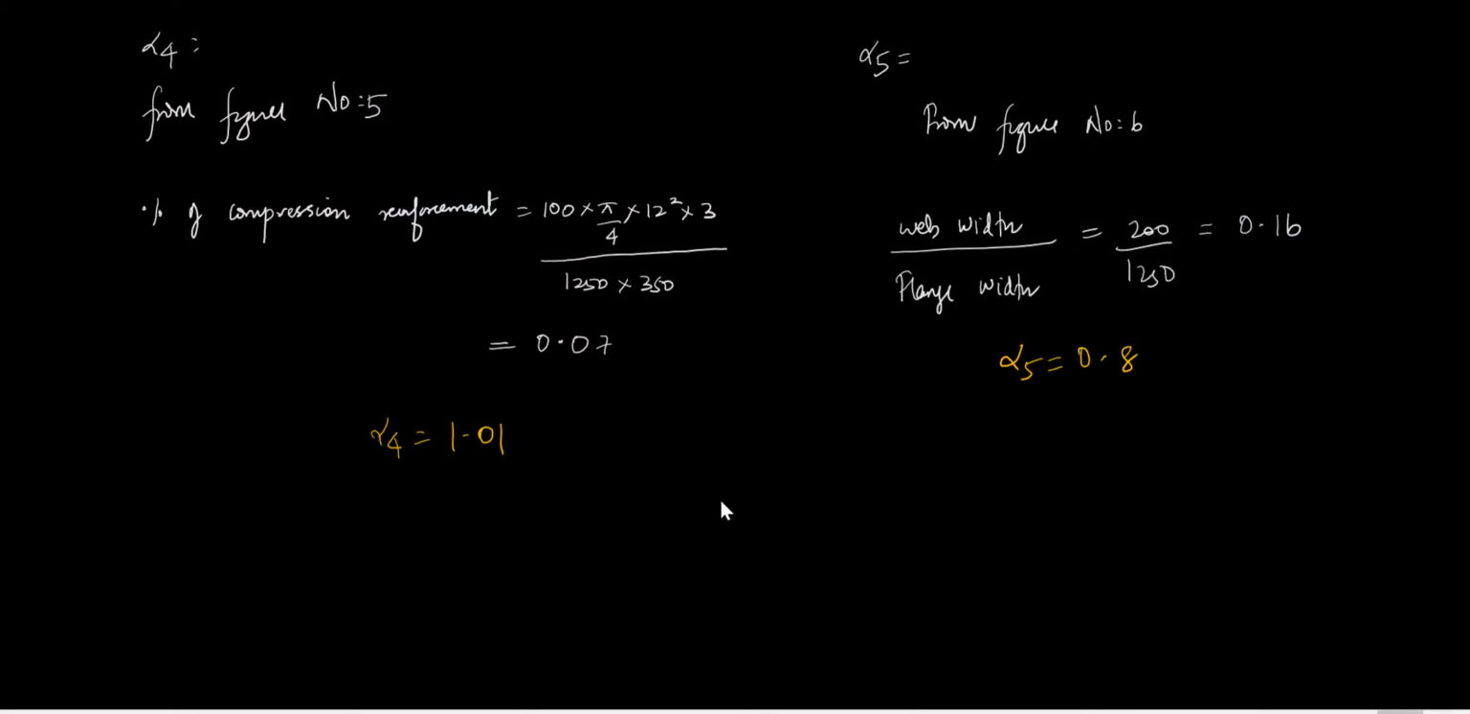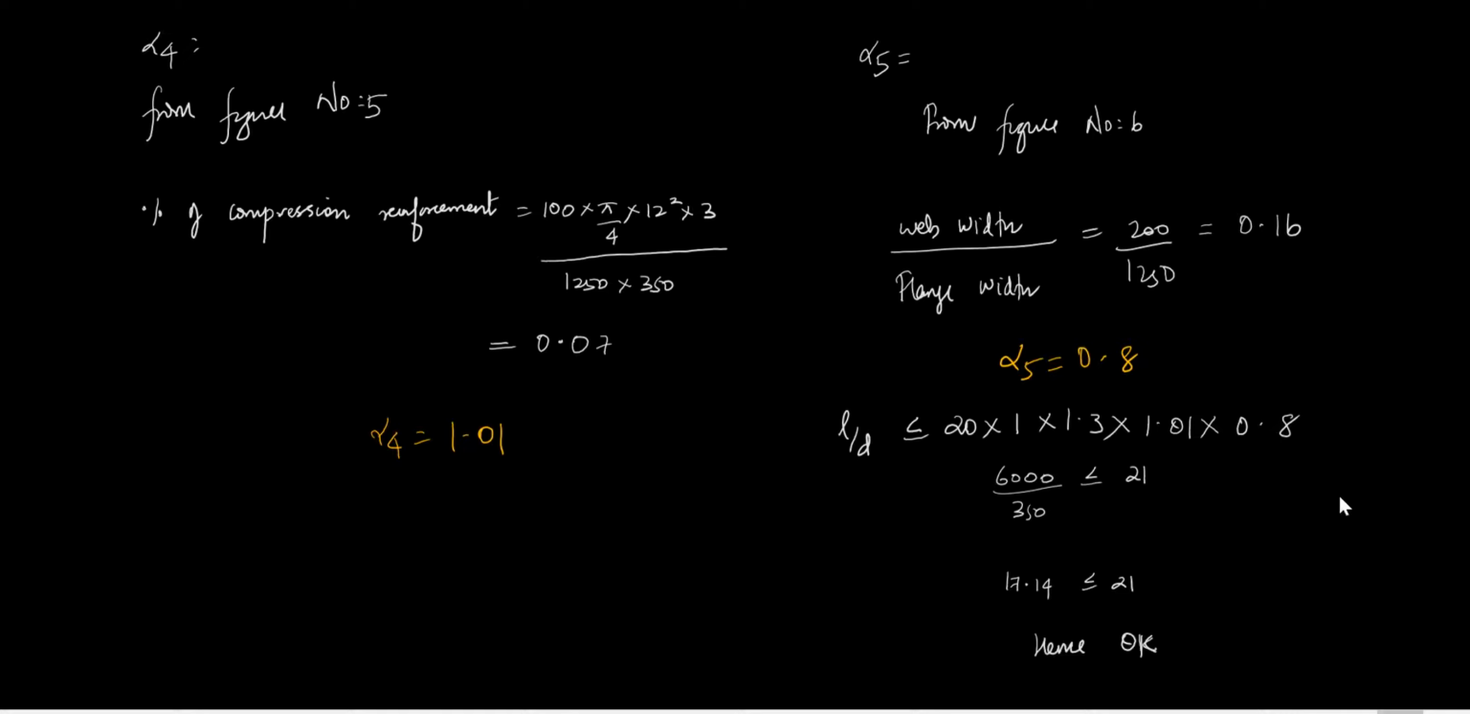Now you got the value for alpha 1, alpha 2, alpha 3, alpha 4 and alpha 5. That is your L by d ratio must be less than this alpha 1, alpha 2, alpha 3, alpha 4 and alpha 5 combination. That is I will get this value as L as 6000 and d as 350, must be less than or equal to this combination. I will get it as 21. That is 17.14 is less than 21, which means it is safe in deflection. The given conditions for the preliminary dimensions, the area of steel, area of compression steel, etc. are given such a way that it is safe for deflection, hence it is okay.